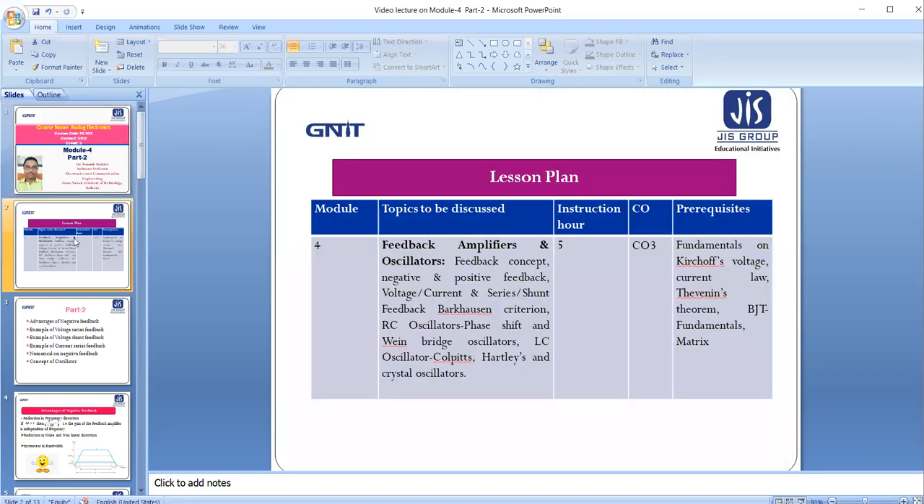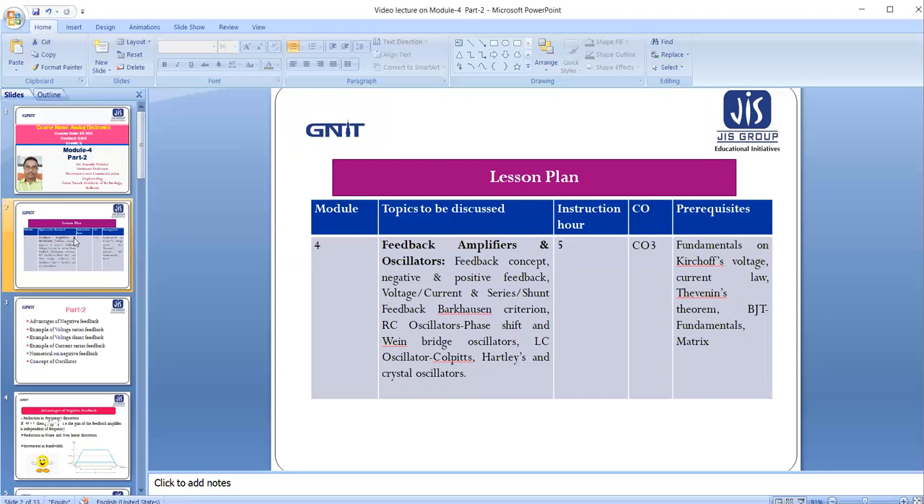Before going to detailed discussion of part 2 of module 4, let us review the lesson plan of this module. The topics to be discussed are feedback amplifiers and oscillators, into which the subtopics are feedback concept, negative and positive feedback, voltage or current, and series or shunt feedback, Barkhausen criteria, RC oscillators, phase shift and Wien bridge oscillators, LC oscillator, Colpitts-Hartley and crystal oscillator. The instruction hour is 5 and the corresponding course outcome is CO3.